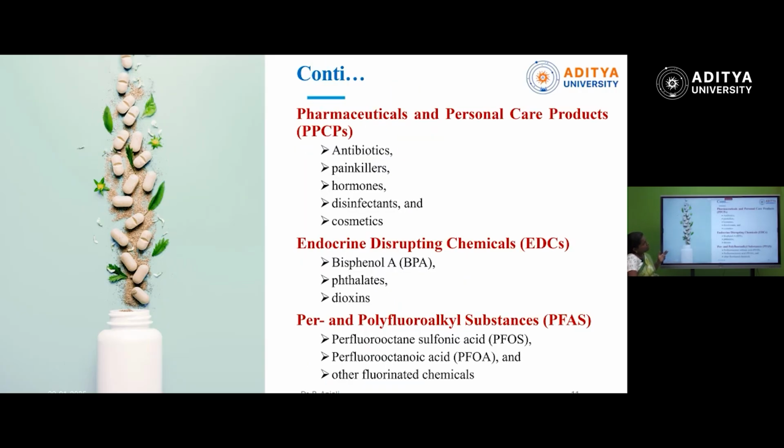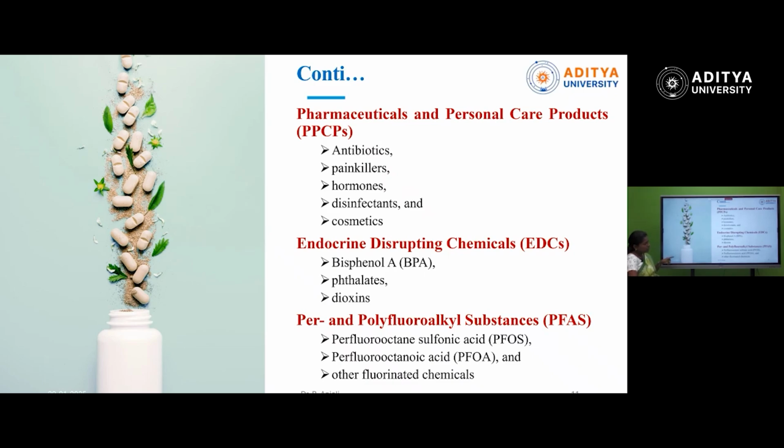So as I said, from PPCPs, the first examples are antibiotics, painkillers, hormones. These all come under the category of pharmaceutical. And next one is personal care products. I said, right, cosmetics and all. Next one, endocrine disrupting, BPA. We can see in water bottles and all, they will mention a BPA free bottle. If you noted, that BPA will be there. Another one, phthalates and dioxin.